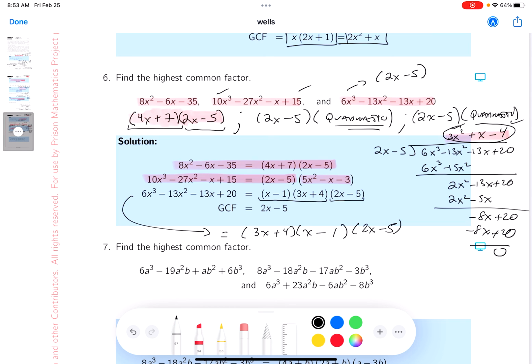So I'm going to talk about what's common now. All right, so I'm going to circle it now. What's common? 2x minus 5 is the only factor common to all three of those terms. So what's the GCF? 2x minus 5. What's the worst part of these problems? The factorizations are not easy.